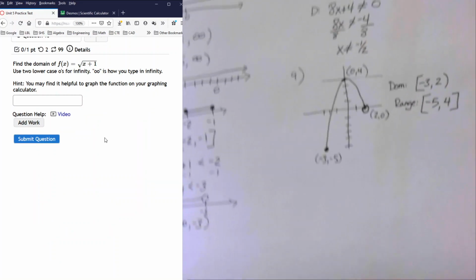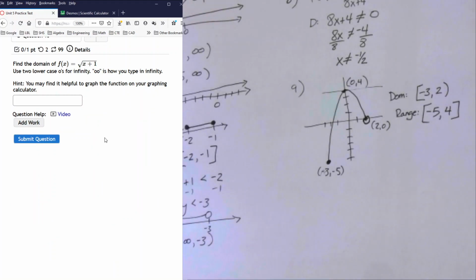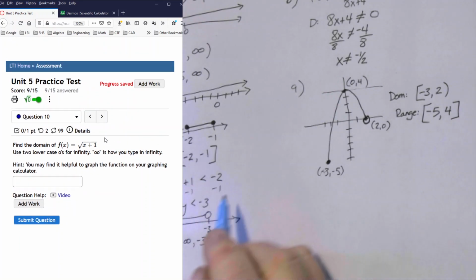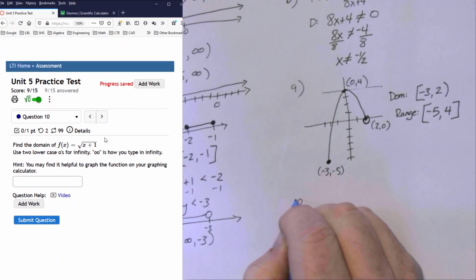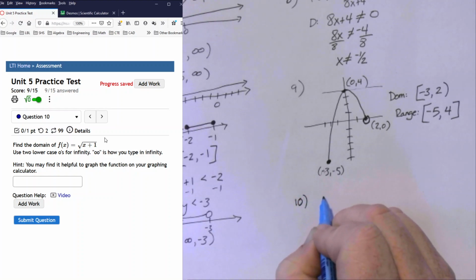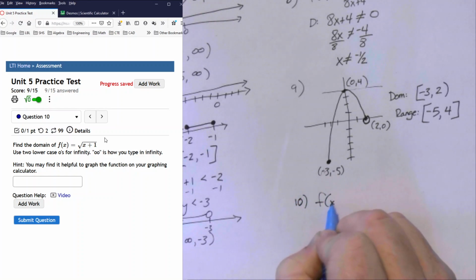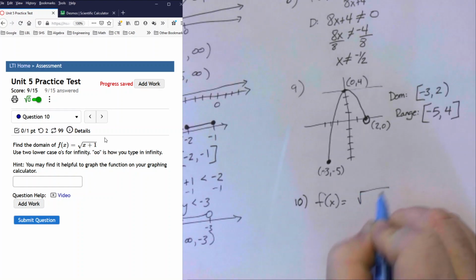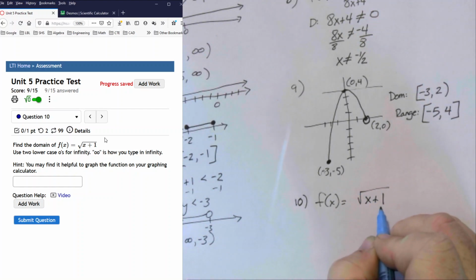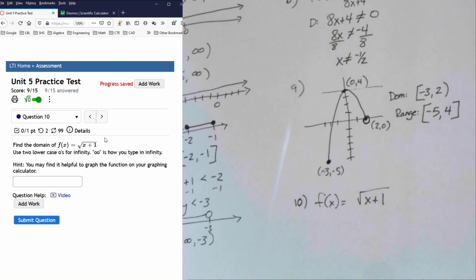Question number 10, they're asking about this function here. They give us f of x is equal to the square root of x plus 1. And again, we're thinking about the domain, right? What are the possible values of x? Where is that function not going to be defined? And it just so happens that we can't take the square root of a negative number.